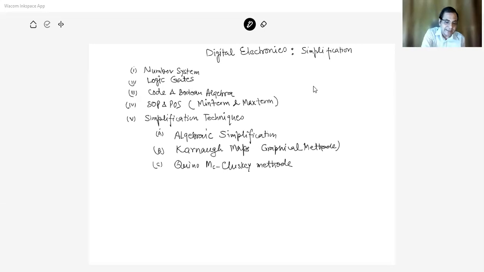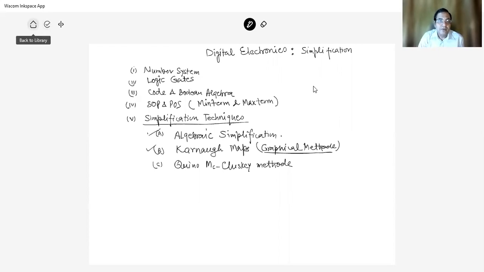The simplification techniques that we consider here are of three types. The first one is algebraic simplification. Second is Karnaugh maps, a graphical method using different blocks for the inputs. And the third one is the Quine-McCluskey method. We will discuss algebraic simplification first and next Karnaugh maps.